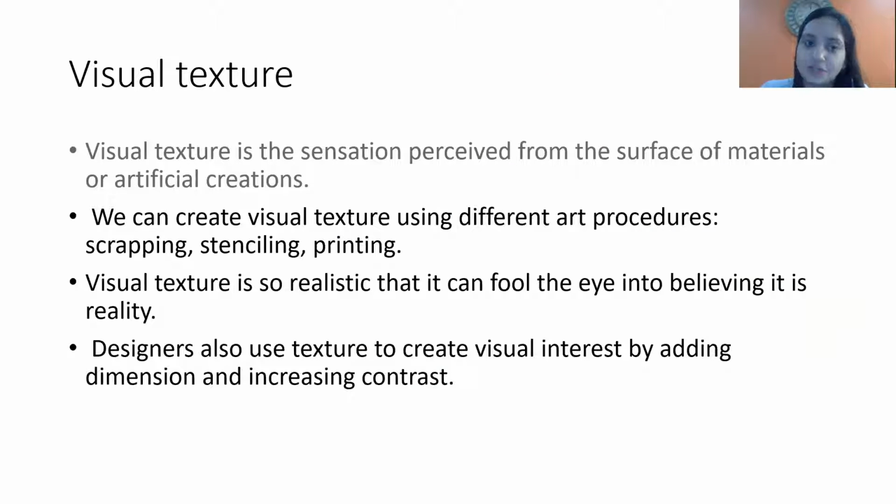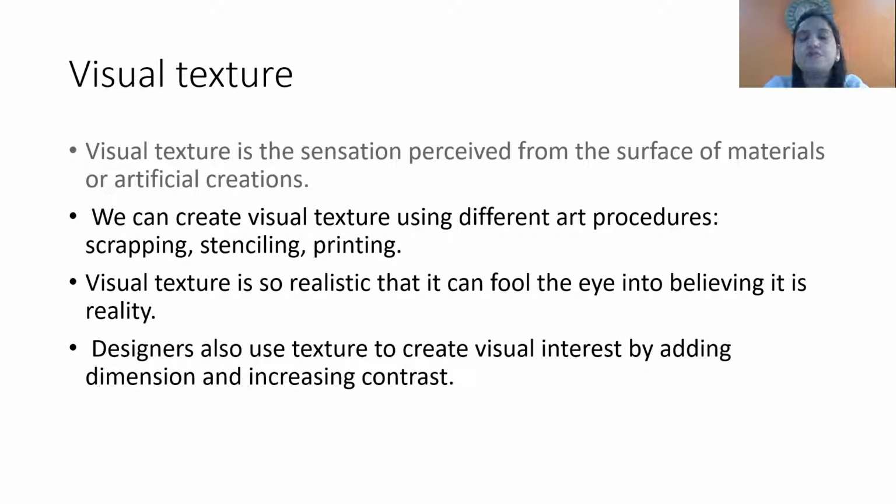Another one is the visual. It is again related to our sensation, to our perception. By seeing the surface, you can identify the texture. Like if you are seeing any silk sari, any silk fabric, you can easily make out it's a very cool texture, a very soft texture. In fashion design, textures play a very important part.